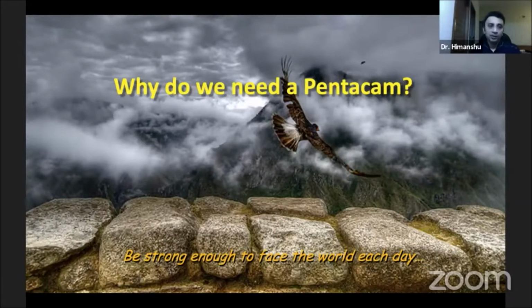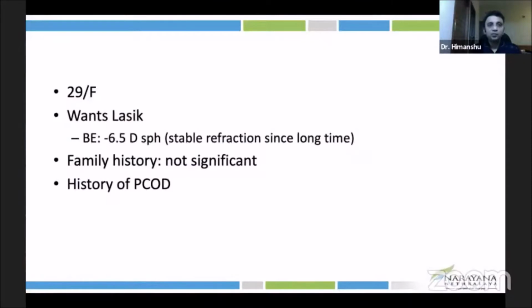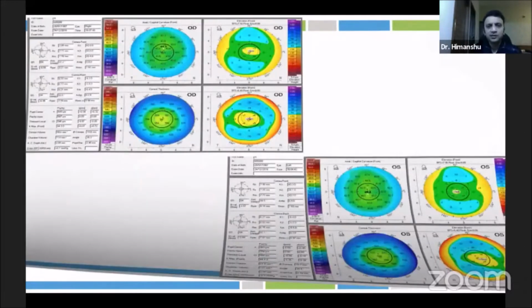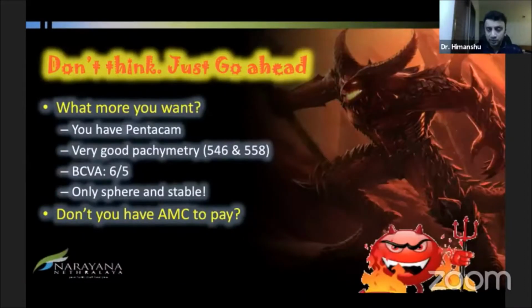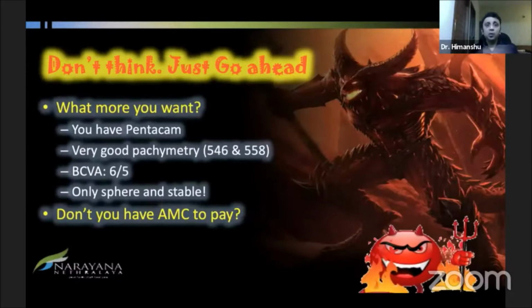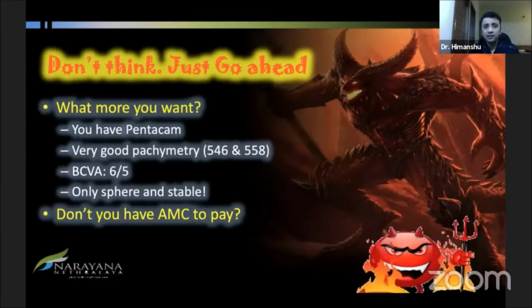Well, let's take one more case. This time, a young lady who was interested in LASIK turns up with a refractive error of 6.5 diopter, not much of a significant history. Both the eye maps look pretty decent, except a small posterior elevation, which may not be as significant. But having said that, the previous speaker did speak about those things. We'll come to that. But one side of my brain said, well, go ahead, it's fine. Pentacam normal, good pachymetry, robust thickness, best corrected vision 6.5, only sphere. Why should we worry?